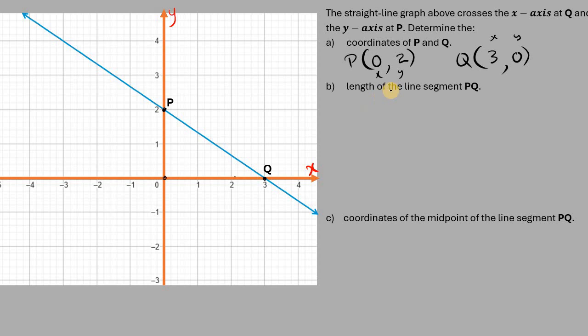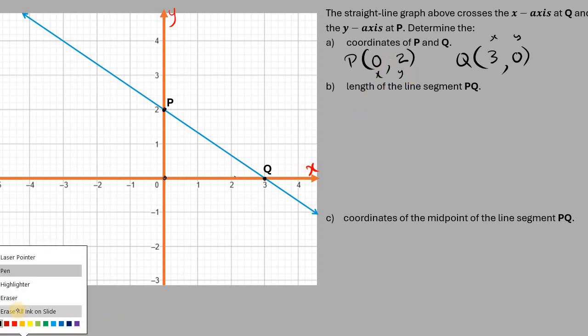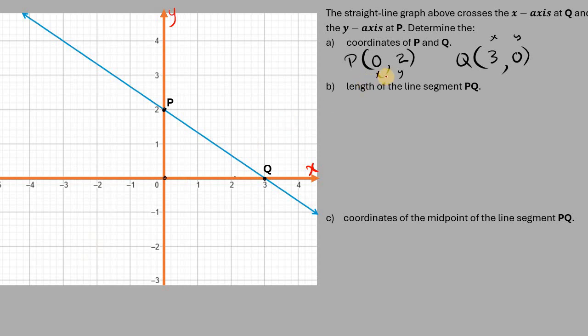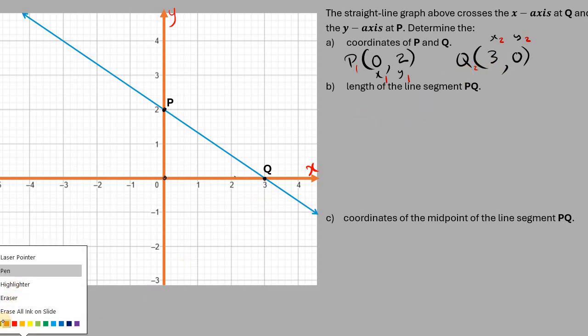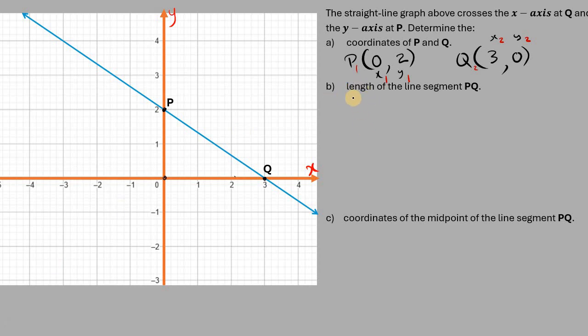Now, once we understand that, the next step is to label these points. Let's label those points. We're going to choose one of the points. If we want to call that 1 and call this one the 2, that's fine. So this will be x1, y1. This will be x2, y2. Okay, and then we're going to use that to find the length of the line as well as the other formulae. We have midpoint, we have several others.